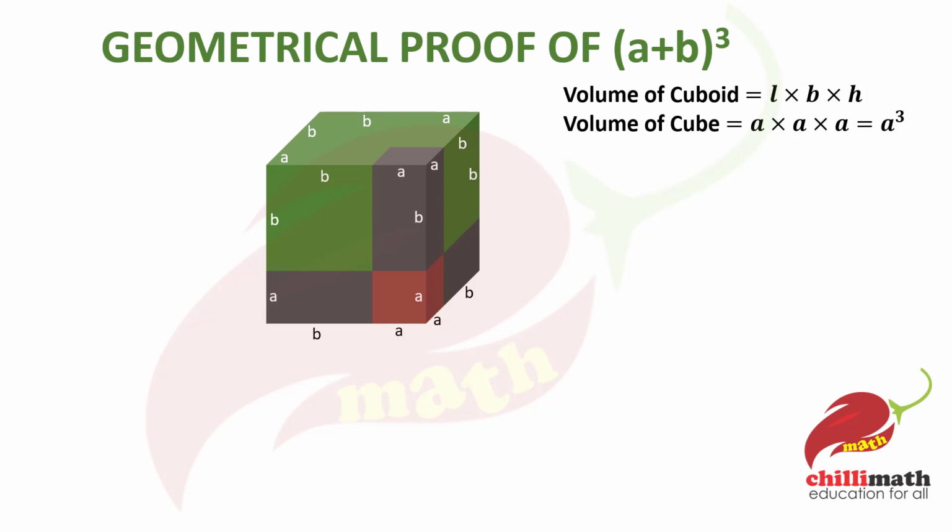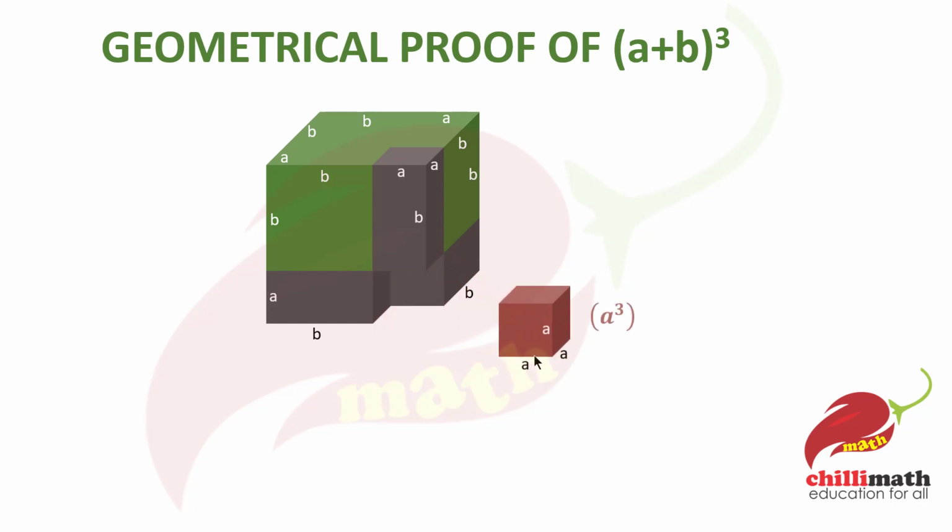So let's separate this. First of all, we are separating this portion which is colored in red. It has its length a, breadth a and height also a. So this is a cube, and the volume of this cube will be a into a into a, that is a³. Let's separate this. After this, we'll separate this portion which is given in gray. Its length is a, its breadth is a, and its height is b, which is a cuboid. So its volume is a into a, that is a², into b, that is a²b.